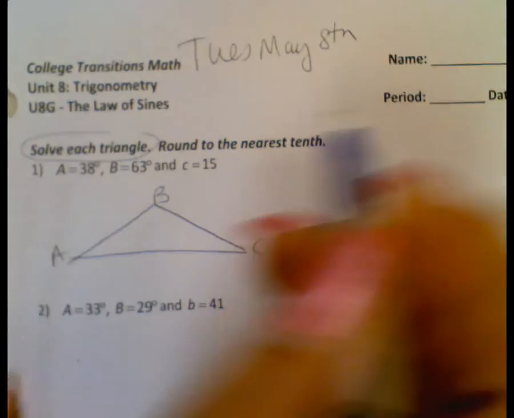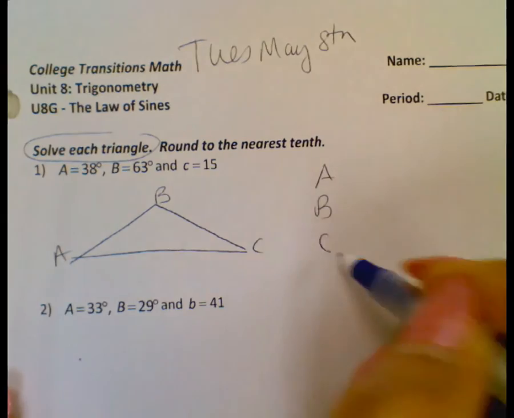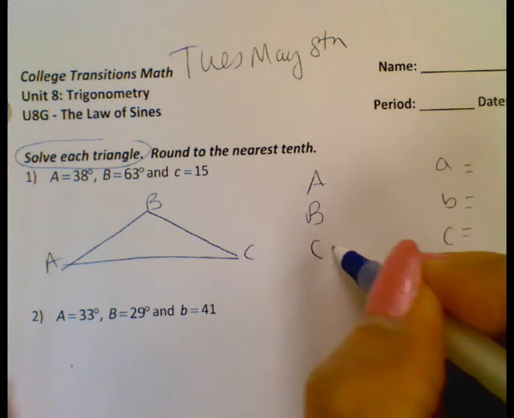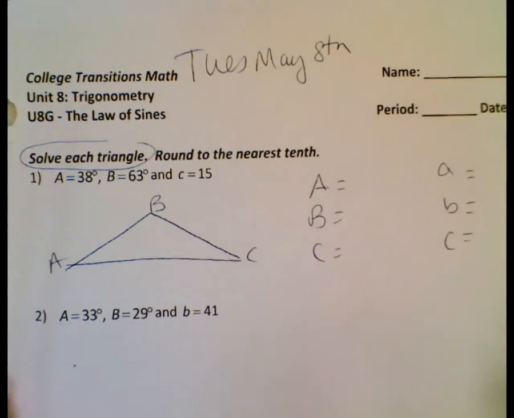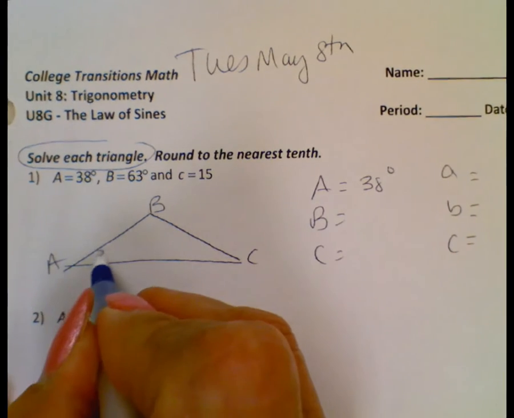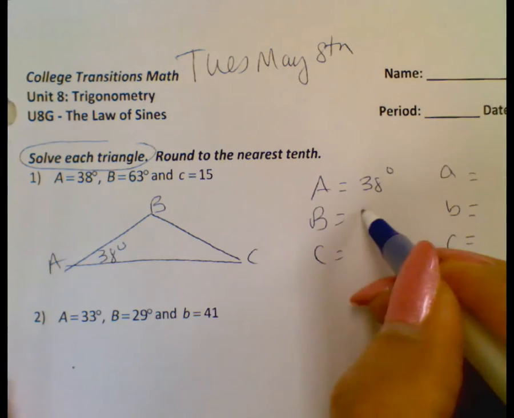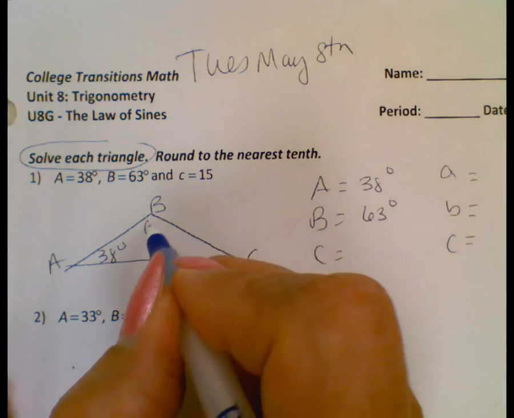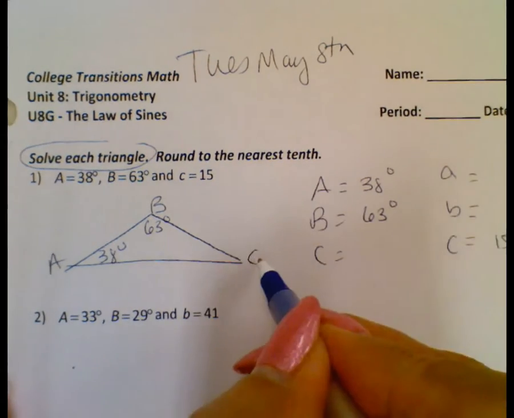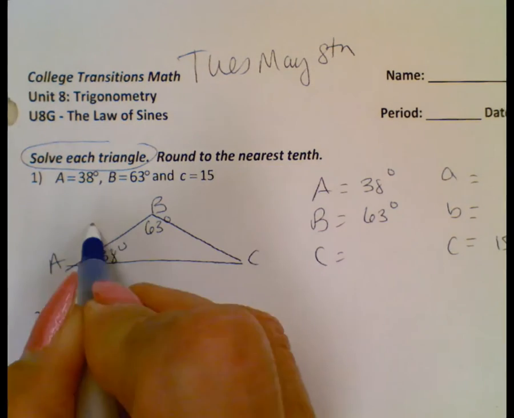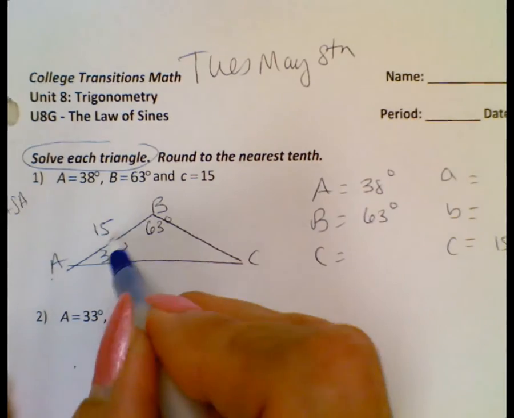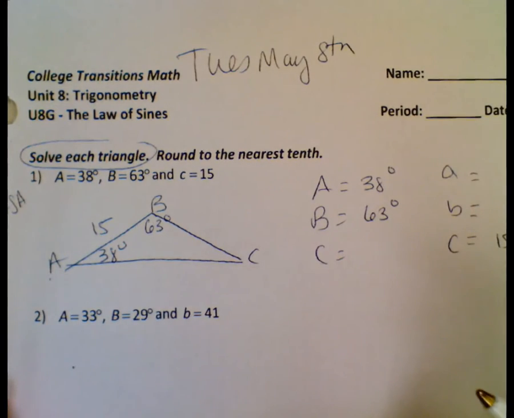it says solve each triangle, so you're going to need to know all three angles and all three sides. And all these triangles, they're going to give you three things. So in this first one, they're giving you A is 38, so fill that in. They're giving you angle B is 63, and then they're giving you side C is 15. Now, side C, find angle C and go straight across, so that's this. So this is ASA, angle included side angle, which means you use law of sines.